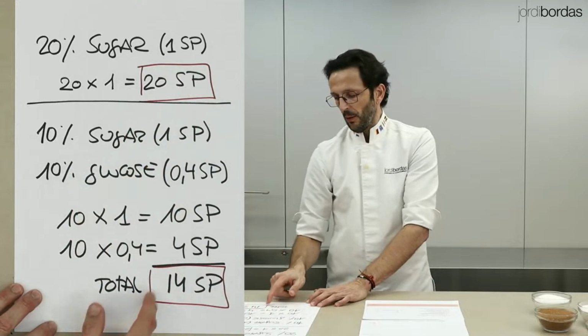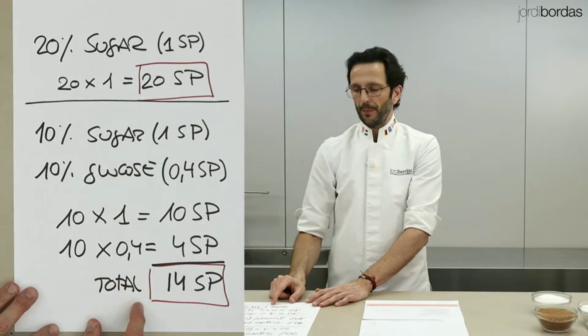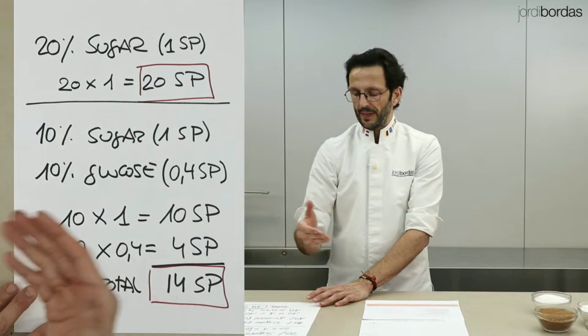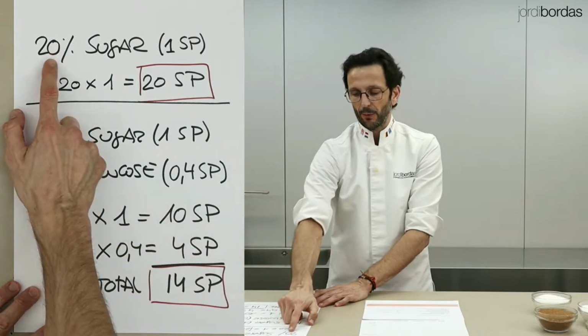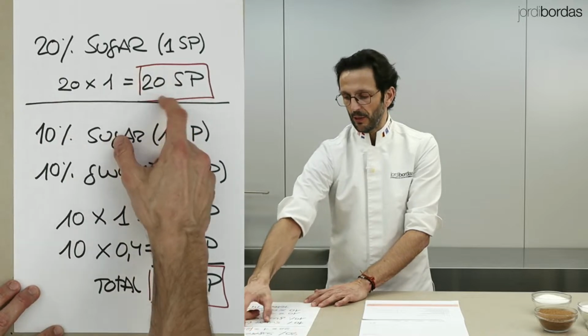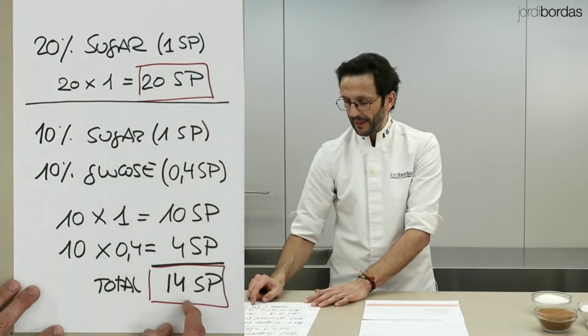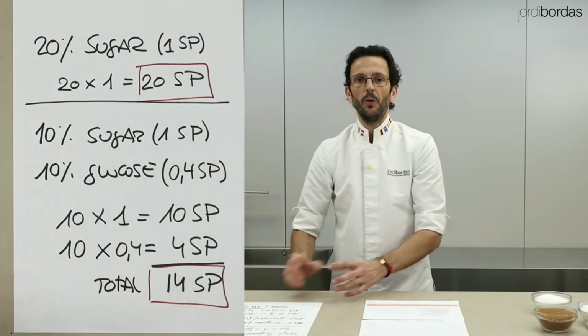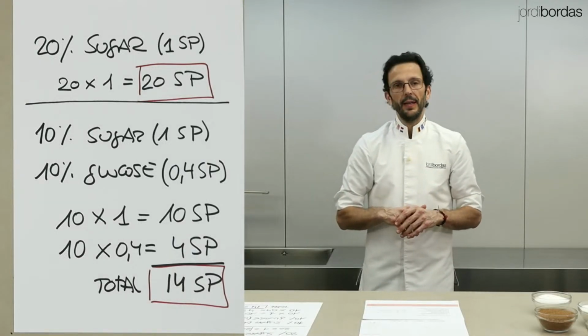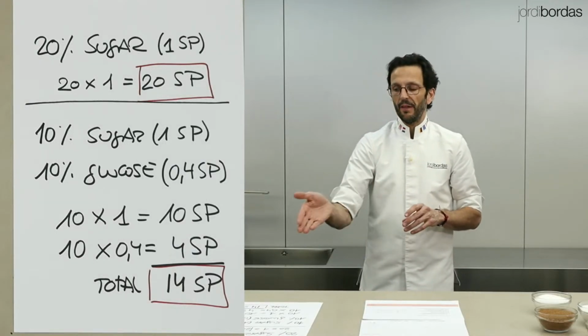Here, the goal was to reduce the sweetness of the product. That means that if, for example, this is a sponge, this is a creamy texture that has 20% of sugar, at the beginning in that recipe we have 20 sweetness points, and then in the next, when we combine two sugars, what we did was to reduce the sweet sensation, and we have 14.